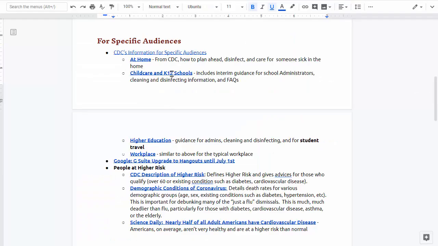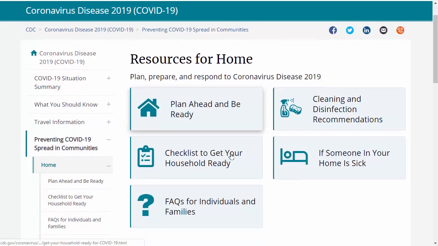Right, so information for specific audiences here. The CDC has some information for people here, including information if you're staying at home, what do you do, how to plan ahead, some checklists to get your household ready, and so on. The CDC is telling people that you should go ahead and make reasonable, non-panic preparations to be able to be at home for up to about 2 weeks if you need to be.